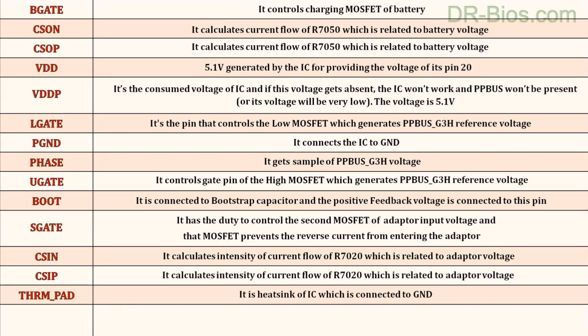That is the bottom heatsink pad of the IC. That is connected to GND. It transfers the heat that's generated inside the IC to the PCB. So that was the pins.